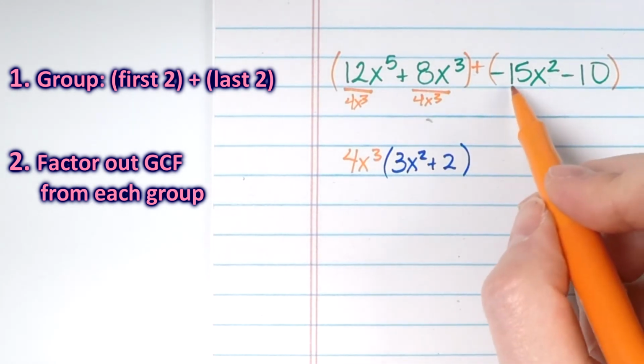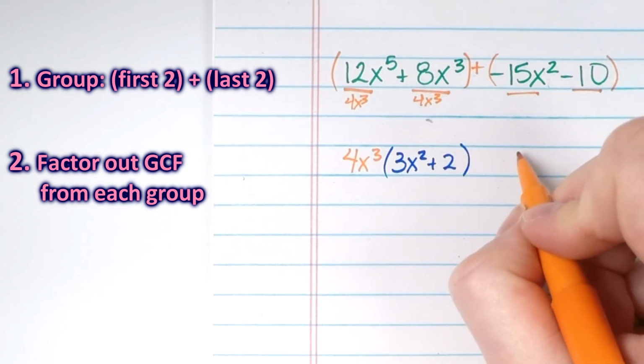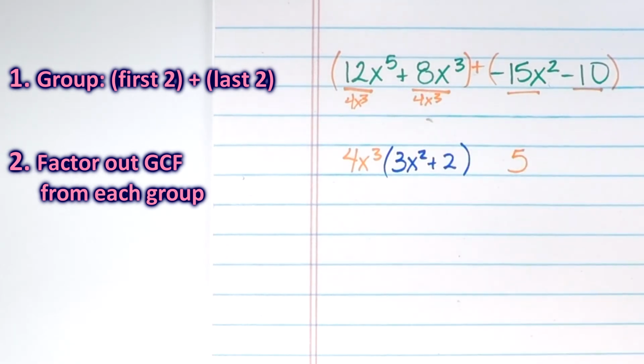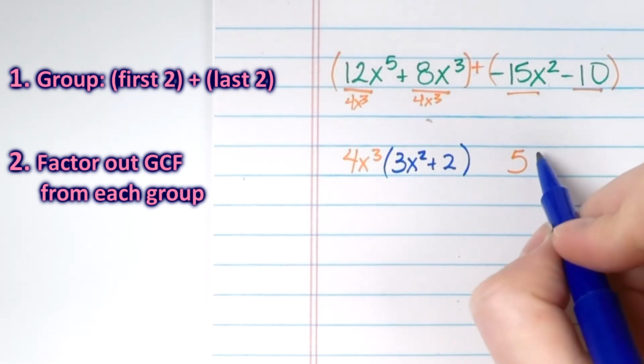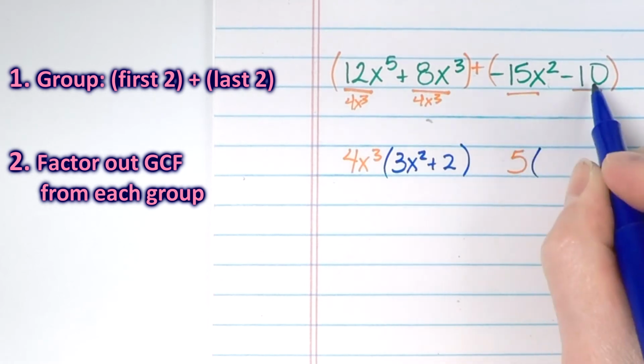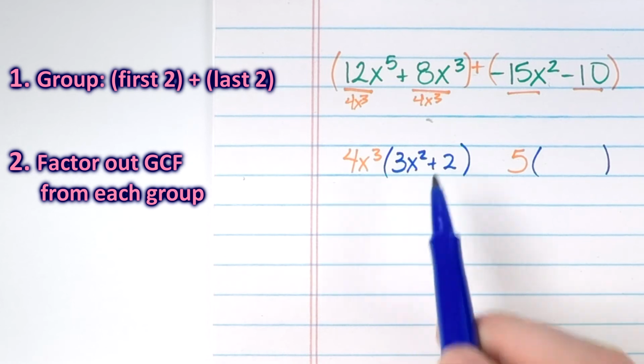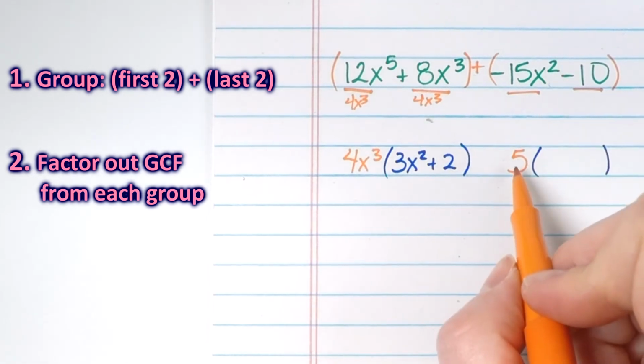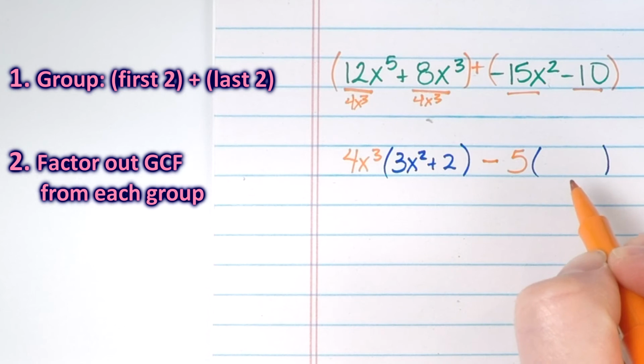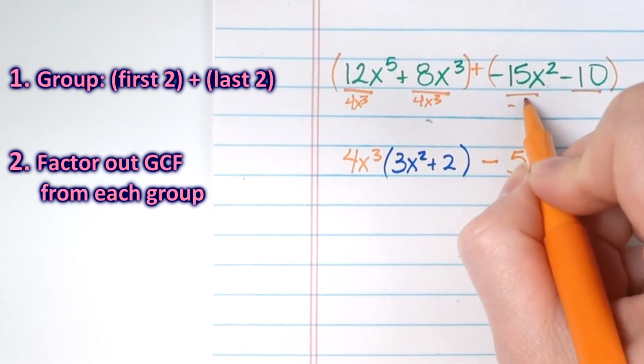And now for the second group, looking at these 2 terms, we can divide those both by 5. If I just divide out a 5, then what's going to be left over in these parentheses are going to be negative numbers. But I need them to be positive to match the terms that are in this binomial. So instead of factoring out just a 5, I'm going to divide out negative 5. That will change the signs of these 2 terms.